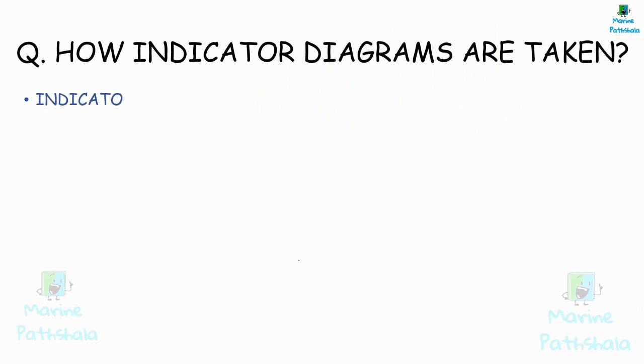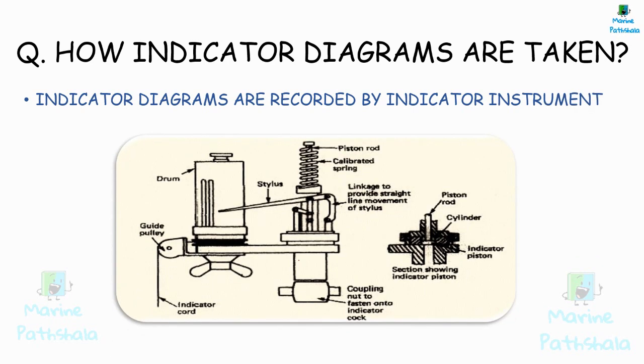The next question that arises in our mind is how the indicator diagrams are taken. The indicator diagrams are recorded by the indicator instrument. The indicator instrument consists of a small piston of known size. The engine cylinder pressure is applied against the indicator piston, which reciprocates by an amount depending upon the calibration of the spring. The vertical motion of the piston is recorded by a stylus on a recording device on a paper wrapped on the oscillating drum. The drum oscillates, moves backward and forwards under the pull of the cord.